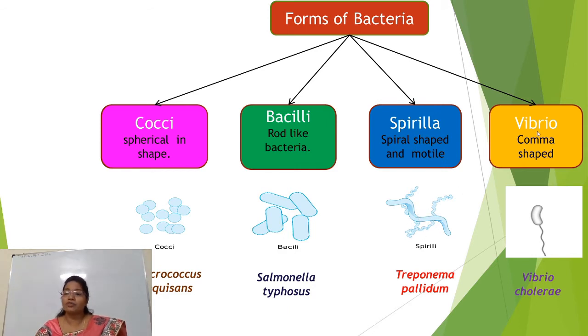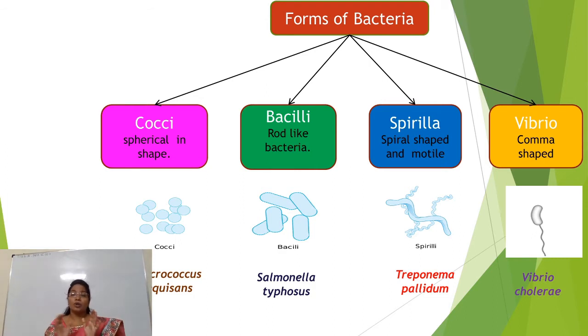And the last form of bacterium is Vibrio. Vibrio means curved, comma-shaped bacteria. This is the figure of Vibrio, which has a single flagellum. So the example of Vibrio is Vibrio cholerae. Vibrio cholerae causes cholera disease.